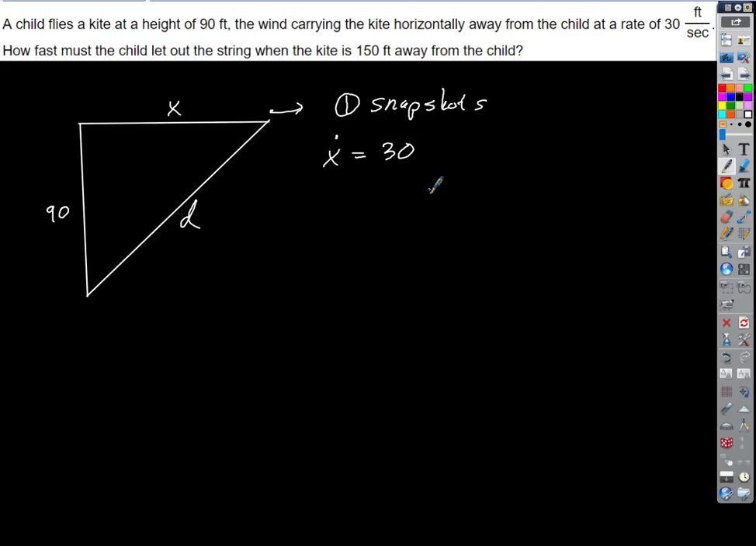How fast must the child let out the string when the kite is 150 feet away from the child? What value is that? D, because that's the distance of the kite. So we want to know when D is 150, which rate are we looking for? D dot, because this is actually the string right there, isn't it? Okay, so there's step one. What's going to be our parent equation?